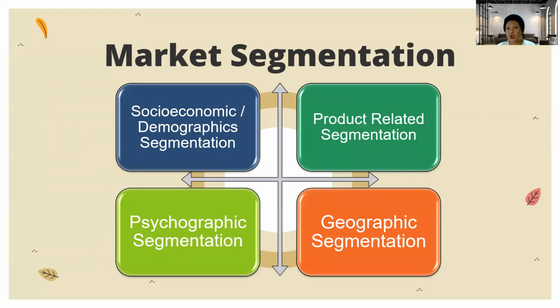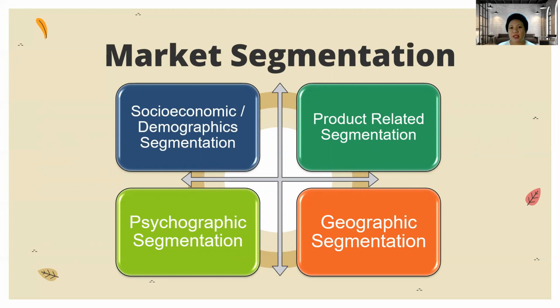Market segmentation is the process of grouping together our market depending on these criteria. We have four criteria in forming our market segmentation. First is socioeconomic or demographic segmentation. It is a form of grouping them by age, sex, education, income. It is the most common market segmentation that we use because it is easier to collect data using socioeconomic and demographic data.